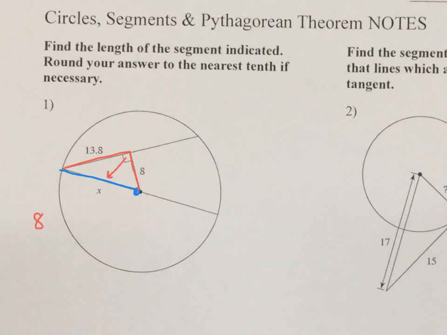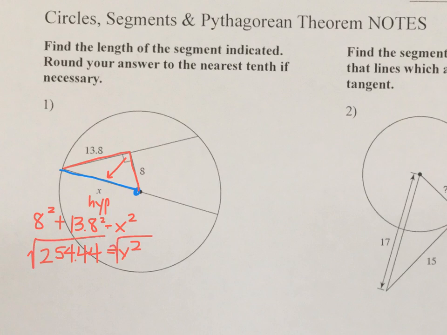So remember that the one across from the right angle is the hypotenuse. So I've got 8 squared plus 13.8 squared equals x squared. And I don't want to bore you with how we work that out because I feel like you all should know that at this point and probably do. Remember that at the end, you're going to take the square root. And when I do that, I get that x equals 15.95.